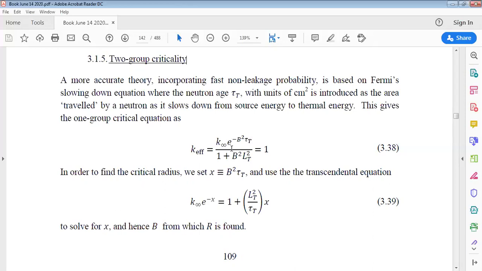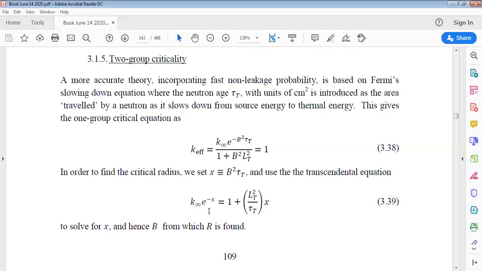So how do you solve this equation? Let's say that you want to find b squared. It's up here and down here. So let me say that b squared tau I call x, something I'd like to find. If you look at this part of the equation, so k infinity e to the minus x, and the denominator I'm going to write as b squared is x over tau. So x over tau, and here's the L squared.